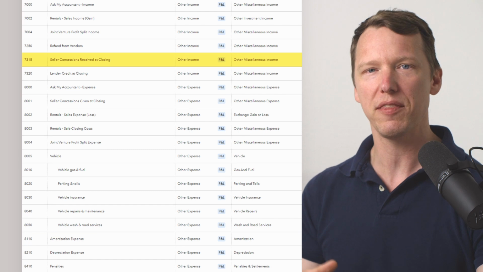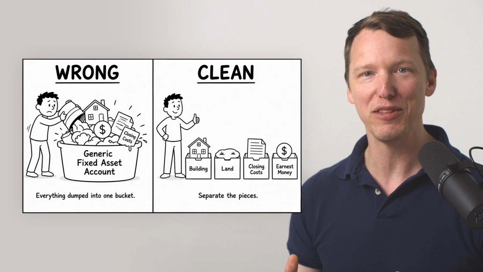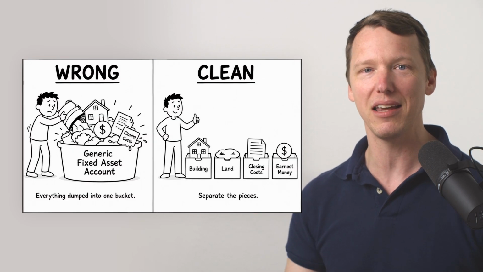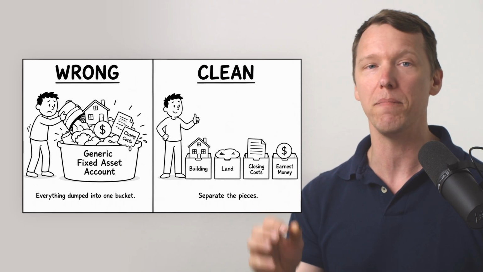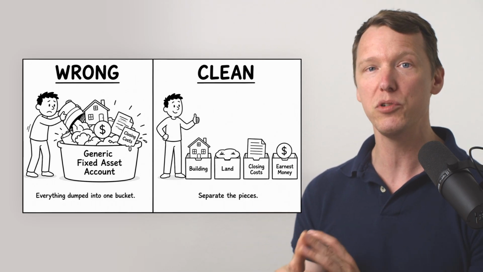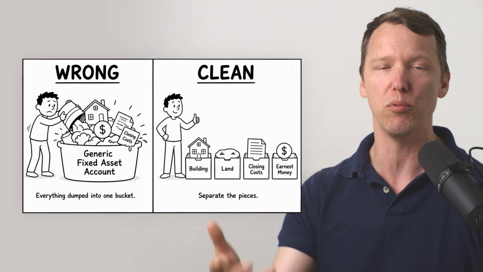There are different ways to set this up depending on how your CPA wants to see it. But the important thing is this: we're not just dumping the entire purchase of this property into one generic fixed asset account like I see all the time. Wrong. We're building clean books from the start. And this way, when tax time comes, your reports are actually going to be helpful to your CPA instead of creating more cleanup work.